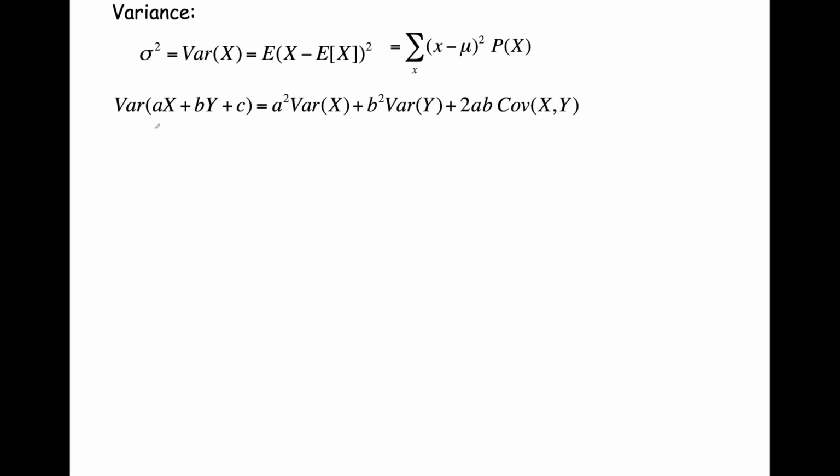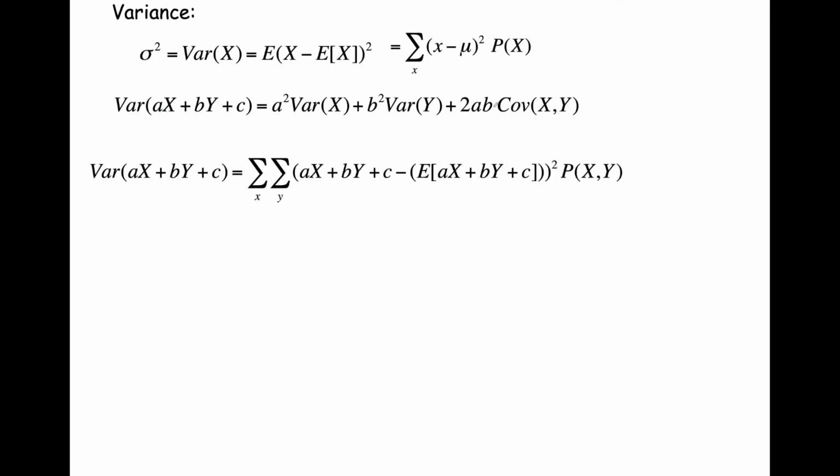Now, the variance, we said, of x is the expectation of x minus its center, E of x, quantity squared. And we said this was x minus mu quantity squared times p of x. So if we have two random variables, x and y, and we're going to transform them by multiplying x by a scalar a, multiplying y by a scalar b, and then adding c, we're going to prove that that's equal to a squared times the variance of x plus b squared times the variance of y plus 2ab times the covariance between x and y. So let's take a look at this.